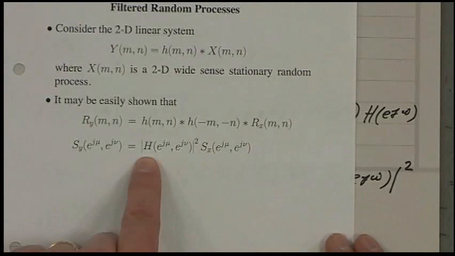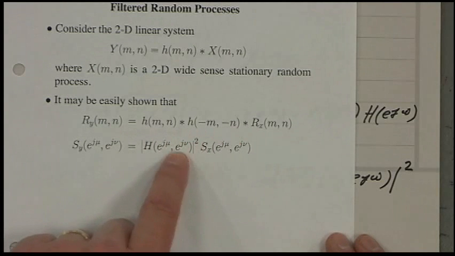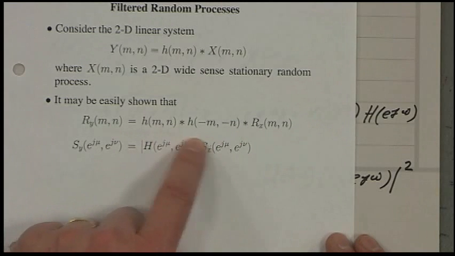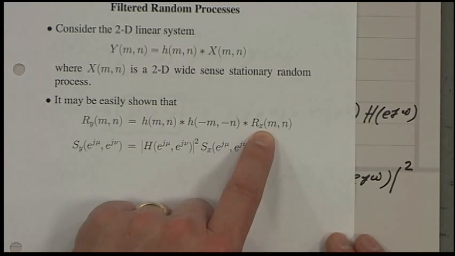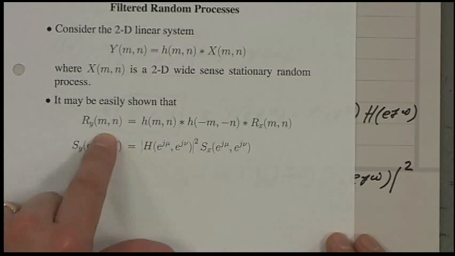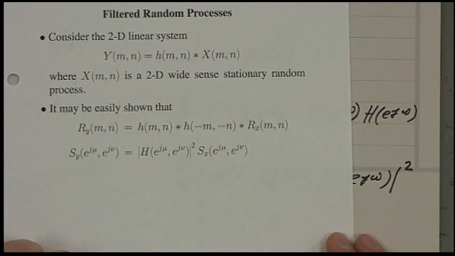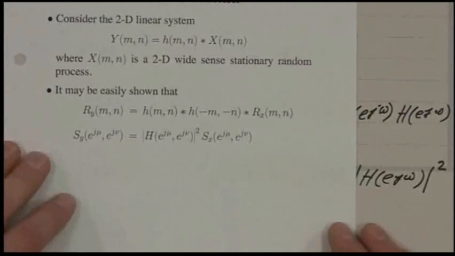So the result is that you can compute the output power spectrum by taking the input power spectrum times the frequency response squared, magnitude squared. If you take the inverse Fourier transform of that, that means you take the autocorrelation of the process x, and then you convolve it with h in its time reverse or its space reverse, and you get the autocorrelation of y. And this is how you calculate the power spectrum of most random processes. This is probably the most common mechanism for calculating the power spectrum of a random process.